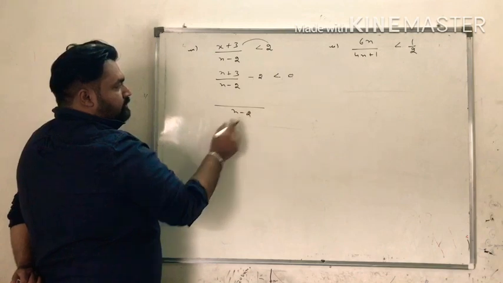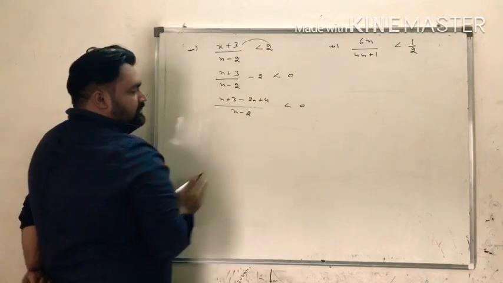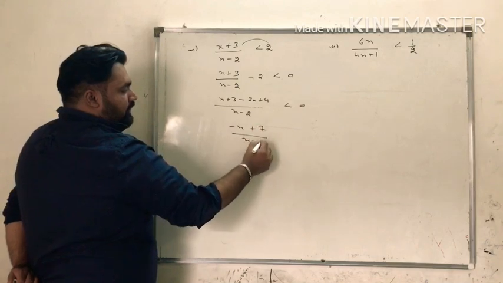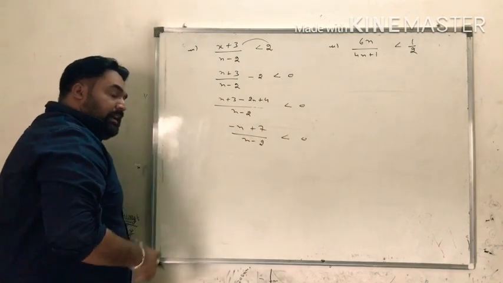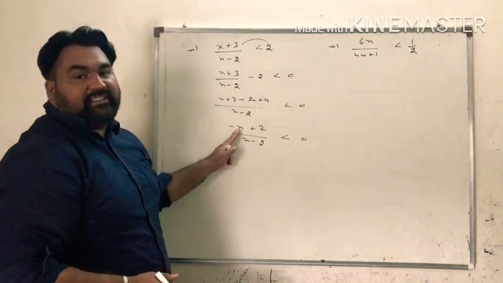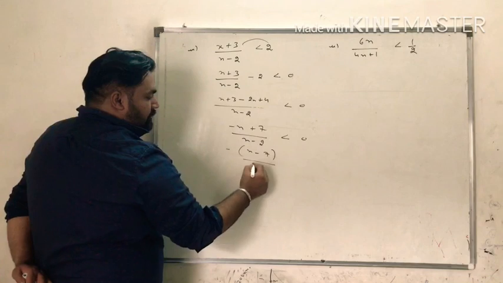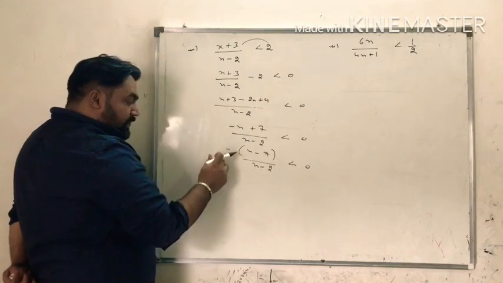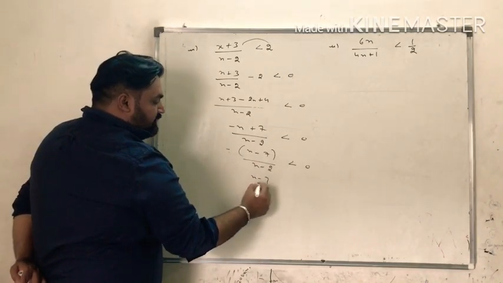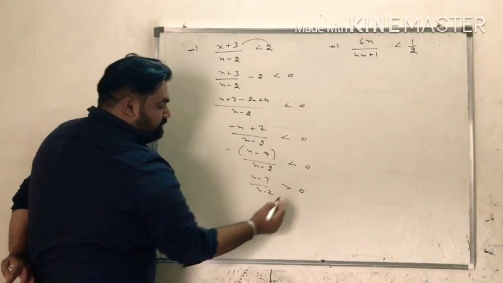Now take LCM. X minus 2, x plus 3 minus 2x plus 4 less than 0. X minus 2x is minus x, plus 7 upon x minus 2 less than 0. Another rule for a upon b form is there is no negative sign with x. So x minus 7 upon x minus 2 less than 0. When we shift the sign to another side, the center sign changes. So less than sign becomes greater than.